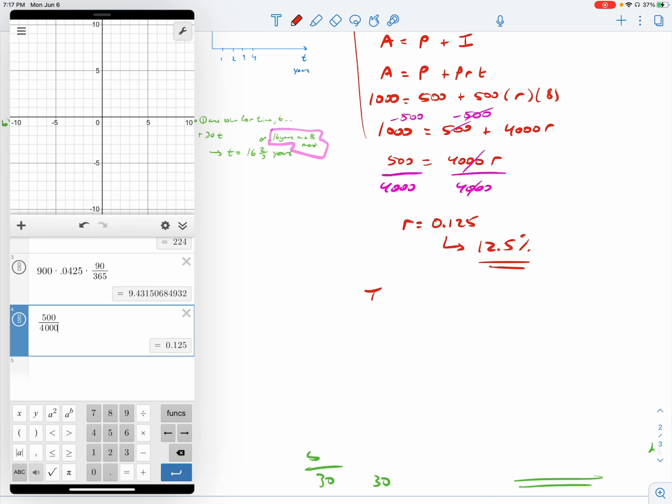So the rate needs to be 12.5% or higher to double within 8 years.